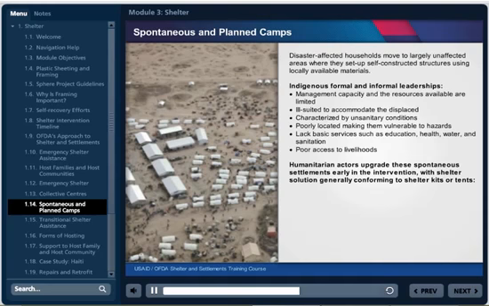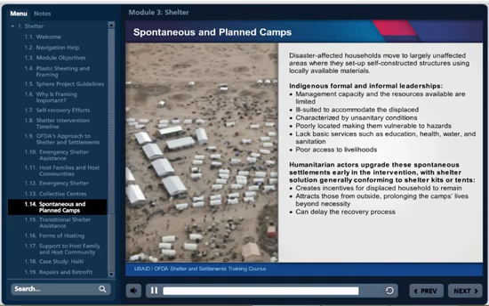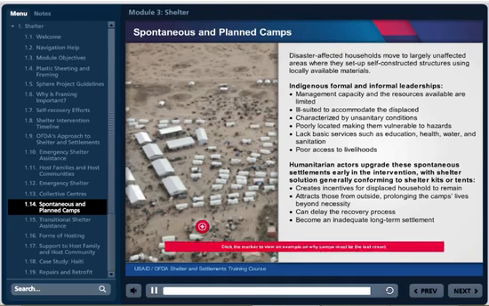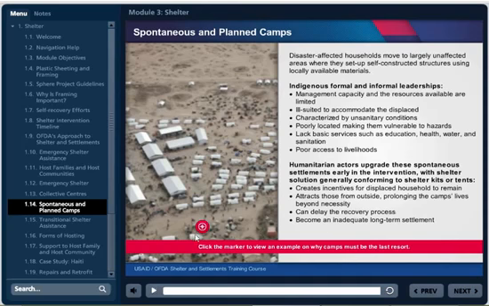Humanitarian actors upgrade these spontaneous settlements early in the intervention, with shelter solutions generally conforming to shelter kits or tents. Unfortunately, the provision of assistance in camp settings will likely create incentives for a displaced household to remain and attract those from outside, prolonging the camp's life beyond necessity. From experience, camps can delay the recovery process and can itself become an inadequate long-term settlement. Click the marker to view an example on why camps must be the last resort.